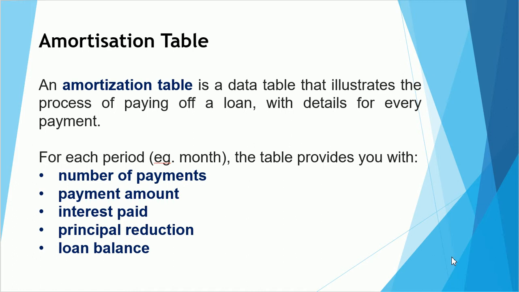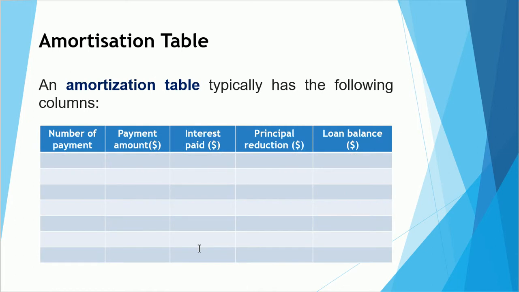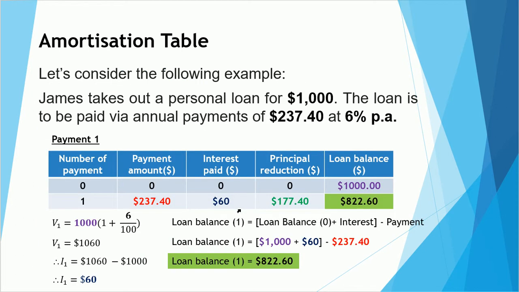Traditionally, an amortization table will have the following information. It will have the number of payments, or the periods, the payment amount, the interest paid, the principal reduction, and the loan balance for each payment. And the table looks something like this. So let's consider an example.